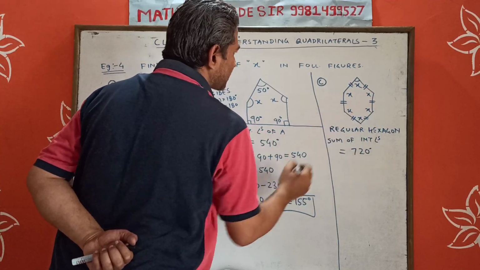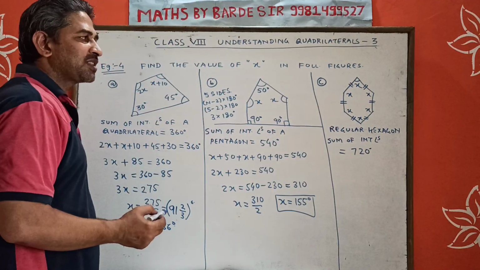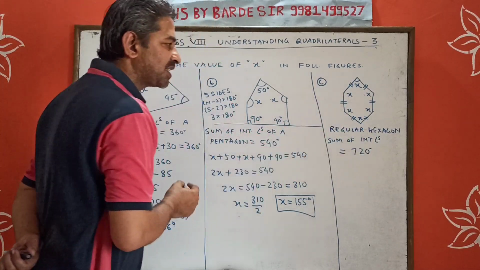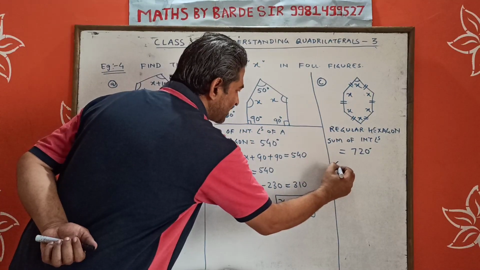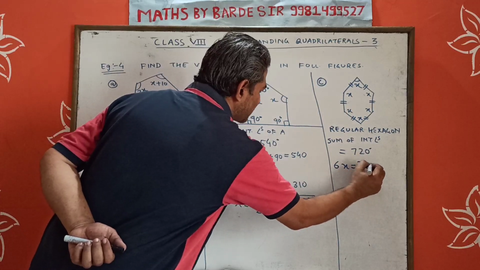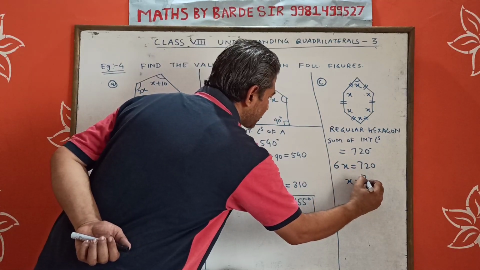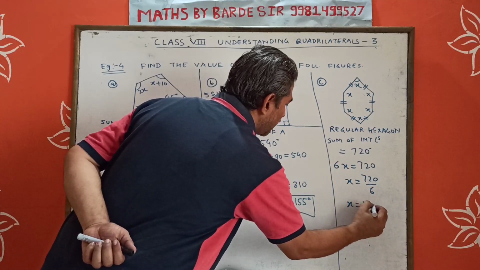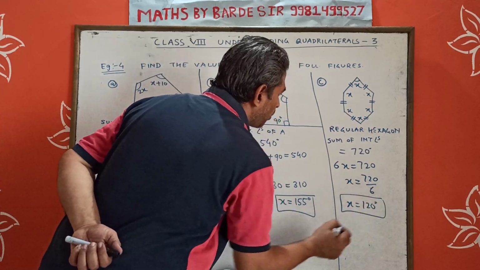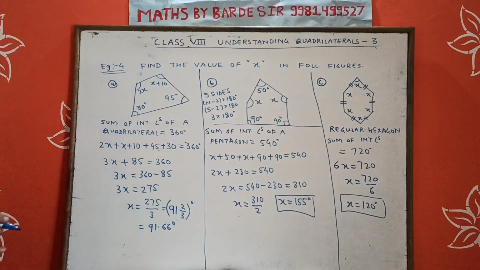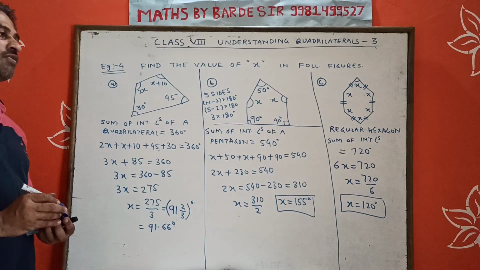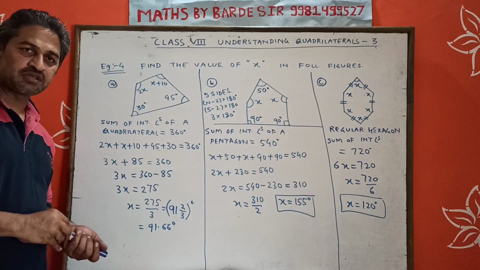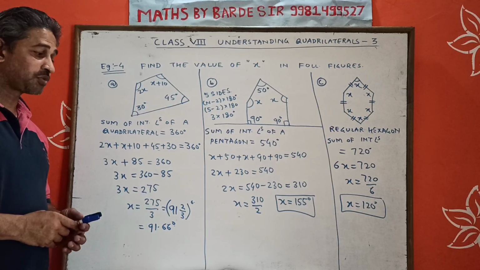Each angle is x. So therefore the sum will be x plus x plus x plus x plus x plus x, 6 times. So we'll get 6x is equal to 720. x is equal to 720 upon 6. x is equal to 120 degree is the measure of each angle of a regular hexagon. Right? So students, note it down.